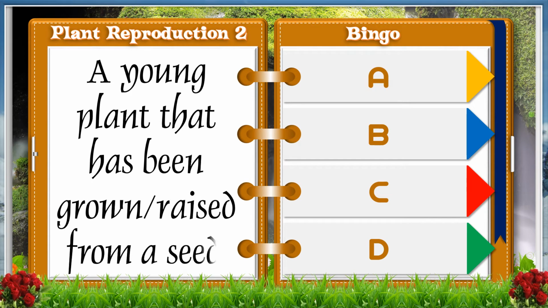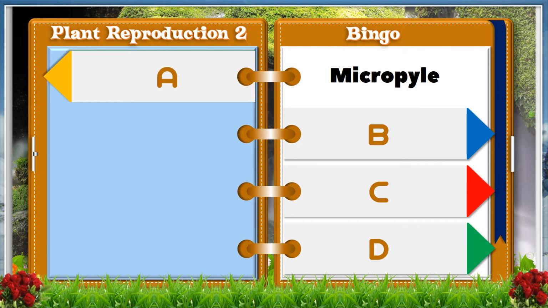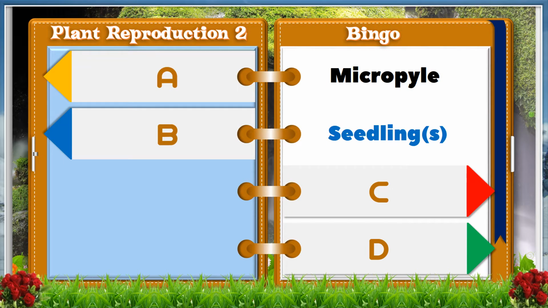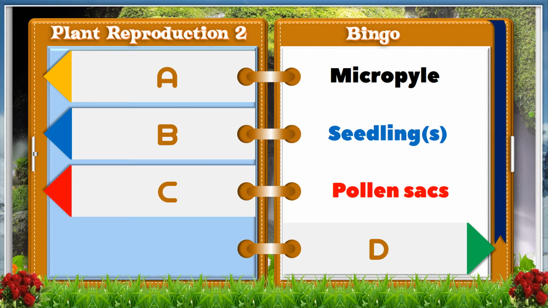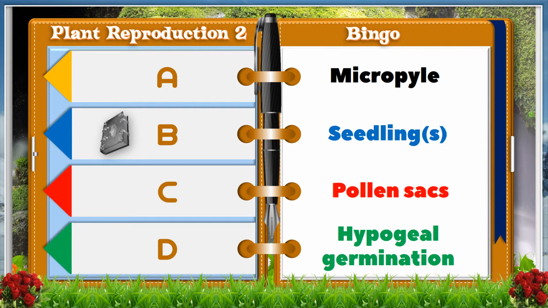A young plant that has been grown or raised from a seed. A. Micropyle. B. Seedlings. C. Pollen sac. D. Hypocotyl germination. And the answer is B. Seedling.